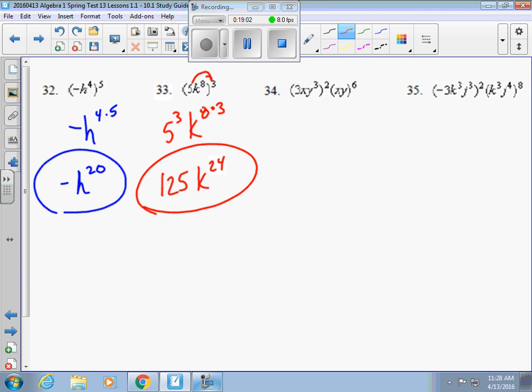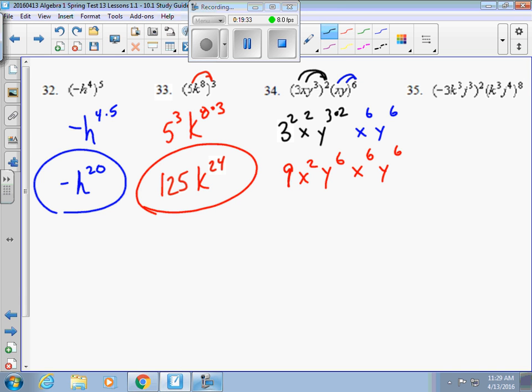Everything gets raised to the second power here. 3 gets raised to the second power, x gets raised to the second power, and y to the 3rd gets raised to the second power, which means it multiplies times 2. In the second parentheses, everything gets raised to the 6th power. x does, and y does. So now we have 3 to the second power, which is 9, x to the second power, y to the 3 times 2 is 6 power. We still have x to the 6th and y to the 6th.